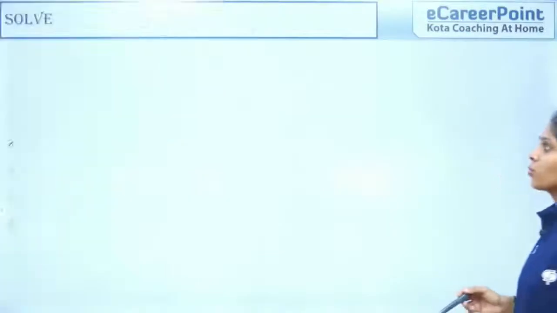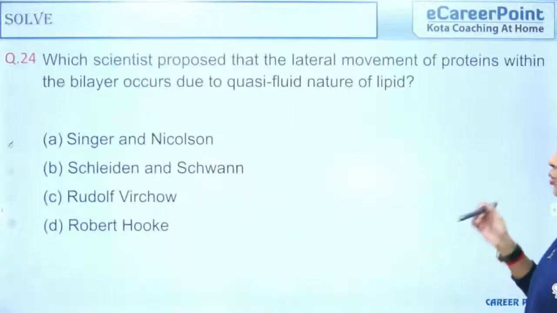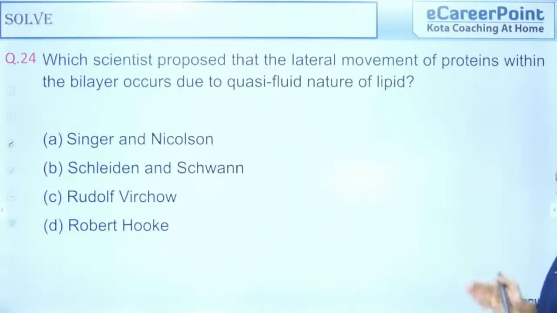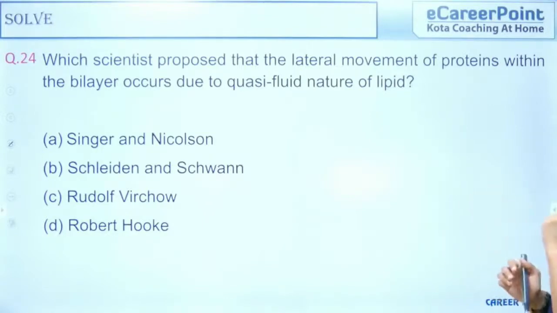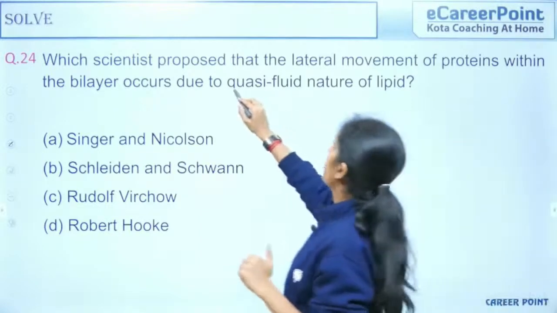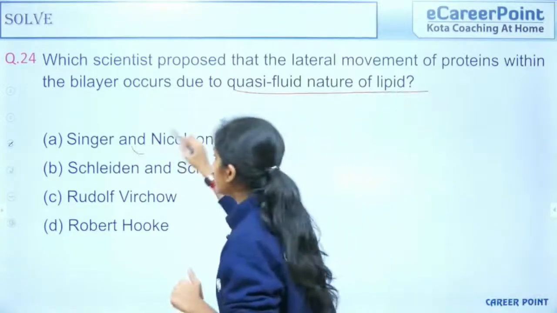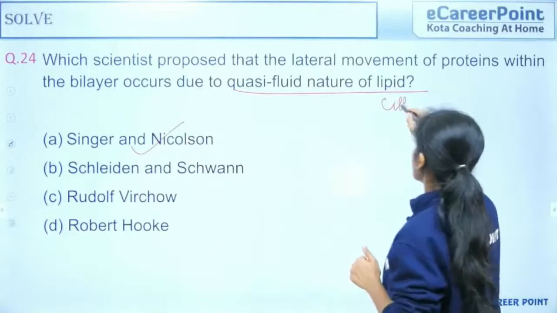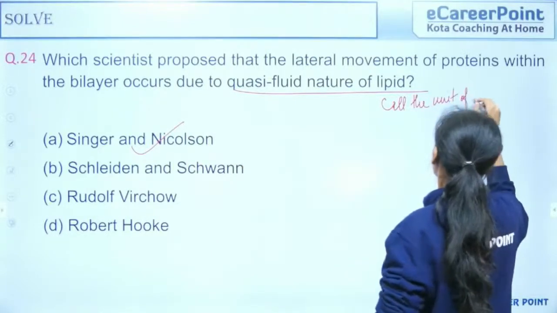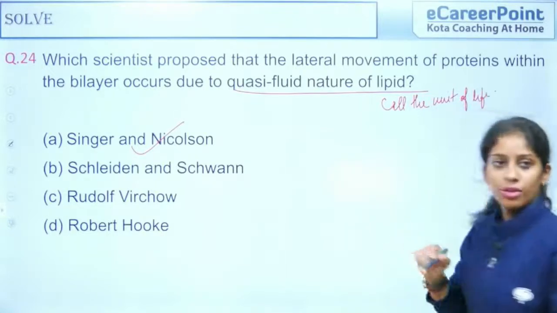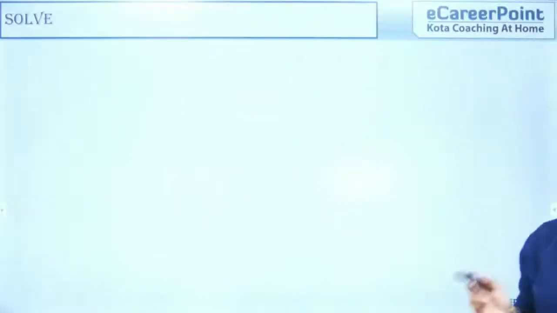So last but one question, question number 24. Which scientist proposed that the lateral movement of protein within the bilayer occurs due to the quasi-fluid nature of lipid? The quasi-fluid nature of lipid was given by Singer and Nicolson, and this comes from the chapter Cell: The Unit of Life. Right? Yes.